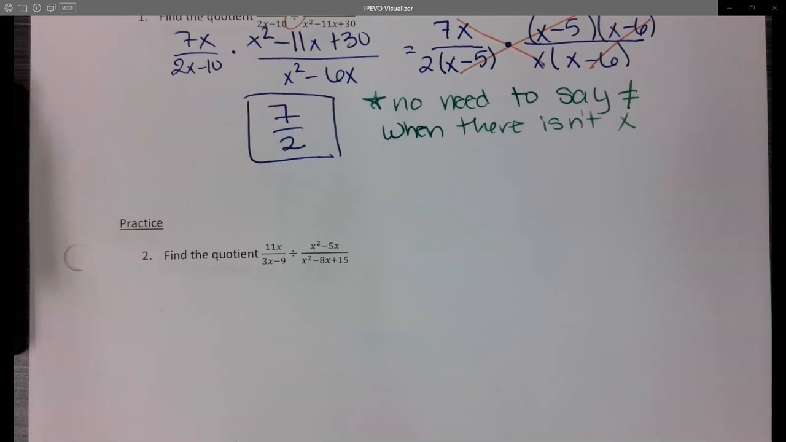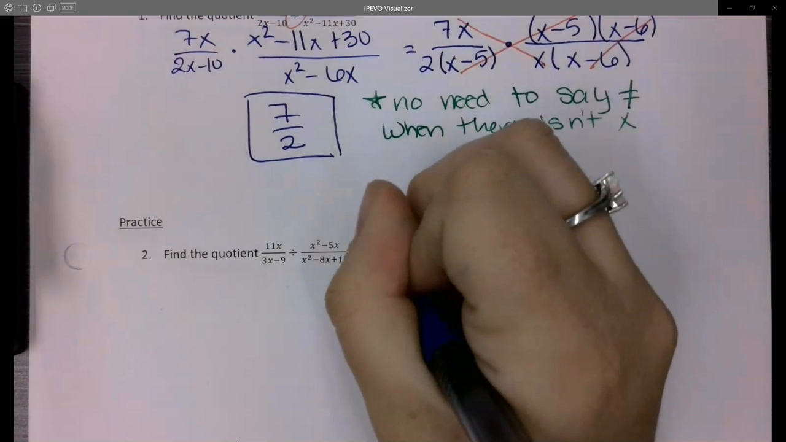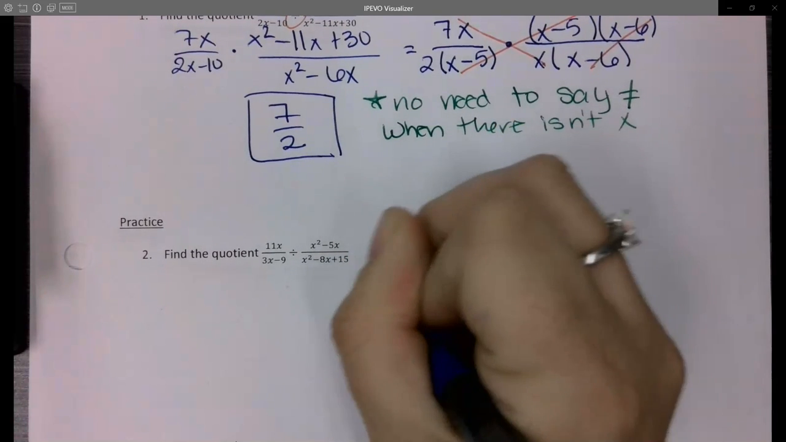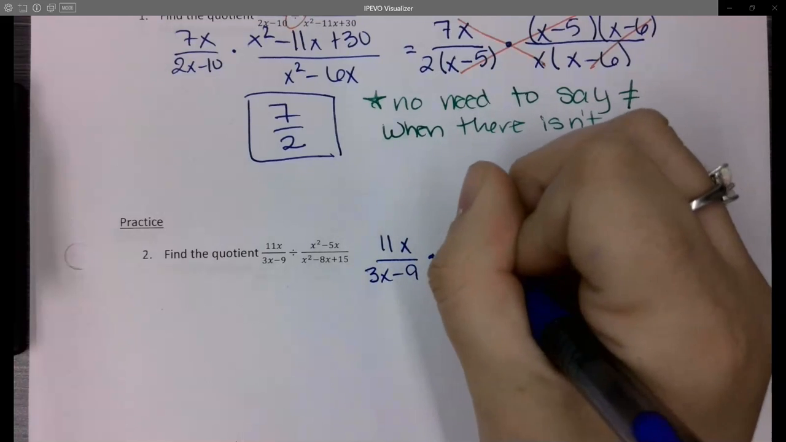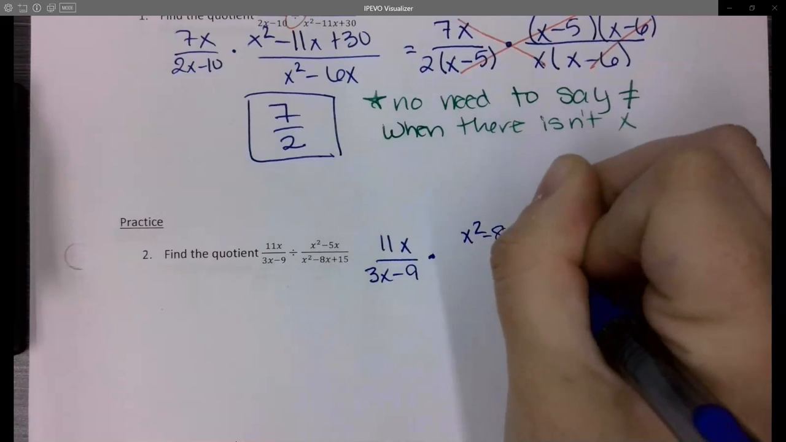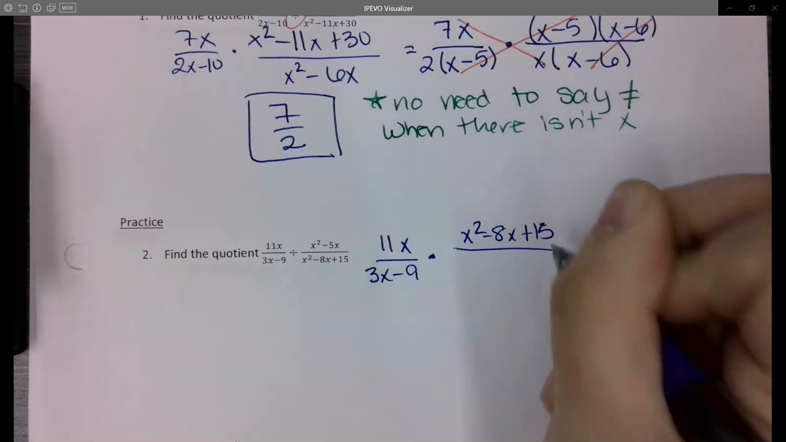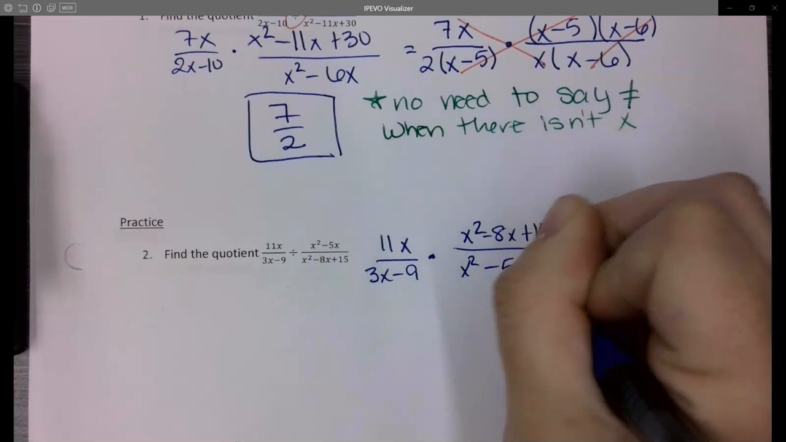Sorry. Okay, so what I want to do on number 2 is I want to flip the second fraction. So now I'm going to have x squared minus 8x plus 15 on the top over x squared minus 5x.